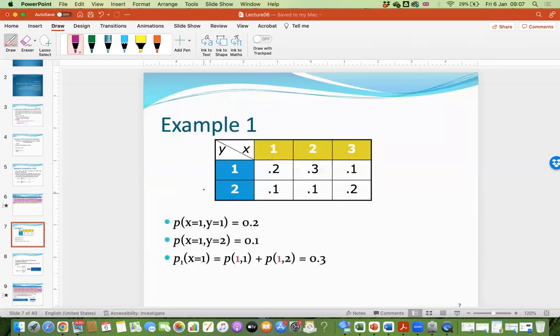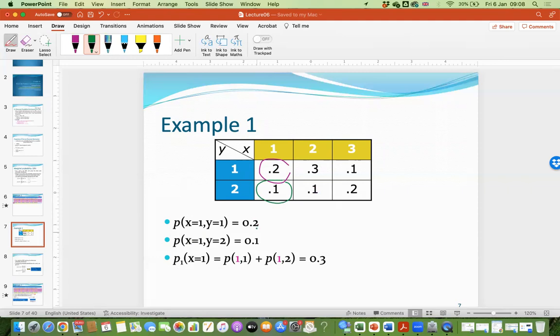So, okay, let me give you an example. We warm up first with a simple one. I would like to find the probability of X equals to 1, Y equals to 1. It's quite simple, it's 0.2. I would like to find X equals to 1, Y equals to 2. So X equals to 1, Y equals to 2, and I use the green one, this one. Okay, simple.